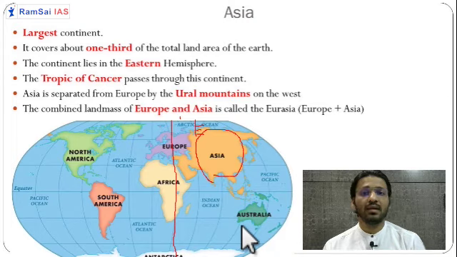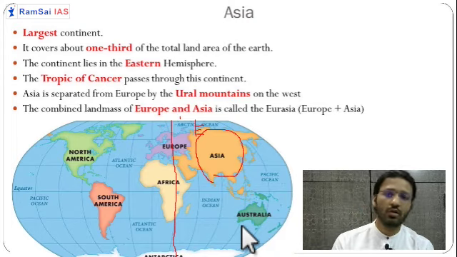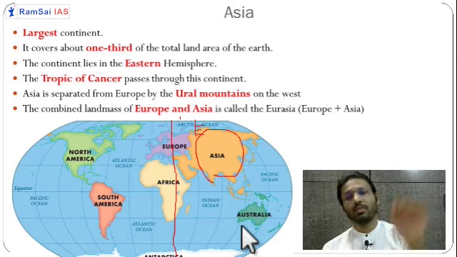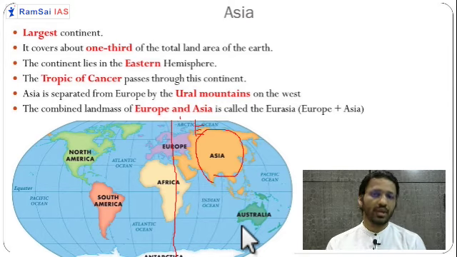The Tropic of Cancer is passing through Asia. It is not the equator and not the Tropic of Capricorn. Only the Tropic of Cancer is passing through Asia.